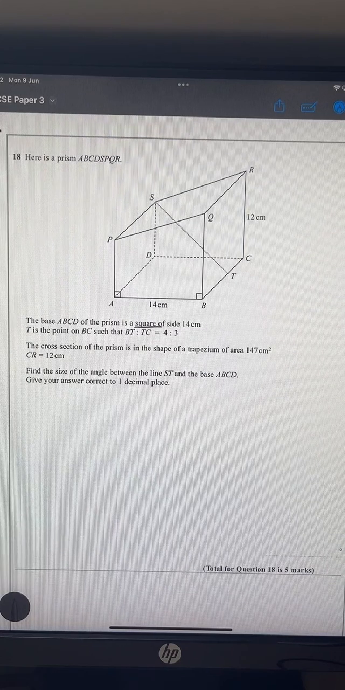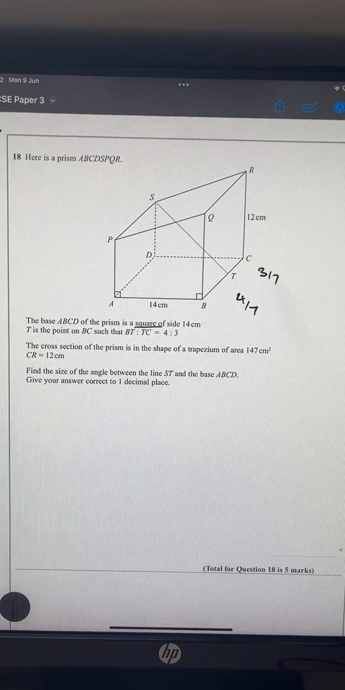Okay, as soon as I see this, I label the side. So this is BTC, right? So this is 4 parts out of how many parts? 7. Remember, 4 plus 3 is 7. And this would be 3/7. All right, cool. So I've used that fact.